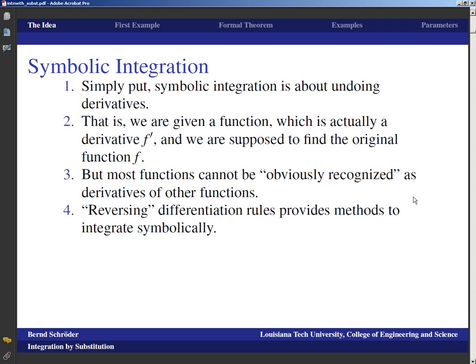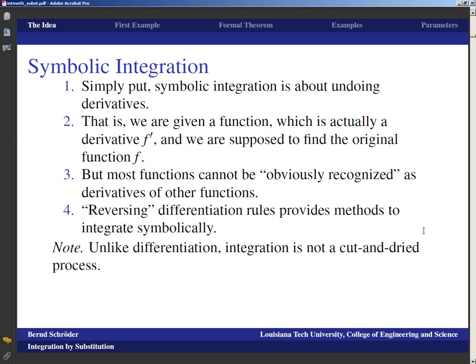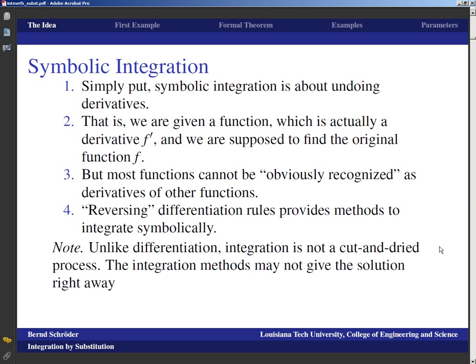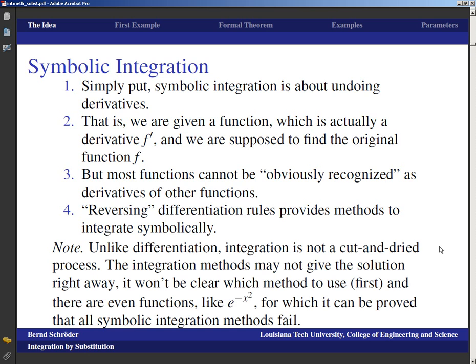It's not very likely. So basically, we need some more ideas about how to reverse differentiation rules to get more methods for symbolic integration. But the note here is that unlike differentiation, integration really is not a cut and dried process. The integration methods may not give you the solution right away. It won't be clear which method to use at first, hopefully only at first.